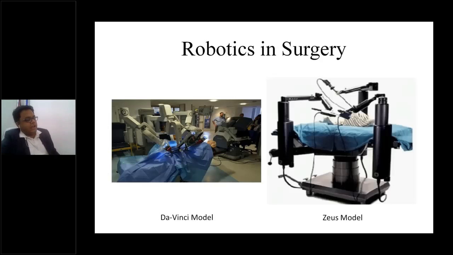Robotics in surgery has been known since a long time. There are two kinds of models that have been reported, let it be the Da Vinci model or the Zeus model. I'm pretty sure all the surgical friends who are listening to the talk are aware of these models and how well coordinated these things are when a surgeon sits at the computer and operates on the patient. And the second, the Zeus model, where the action of the wrist and fingers takes place simultaneously.